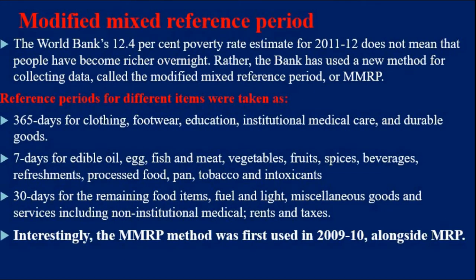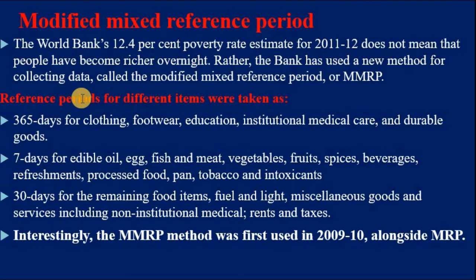Then another method is modified mixed reference period. So in this modified mixed reference period, certain data is given, we don't want these things anyway. So the World Bank estimated a 12.4% rate in 2011 and 2.